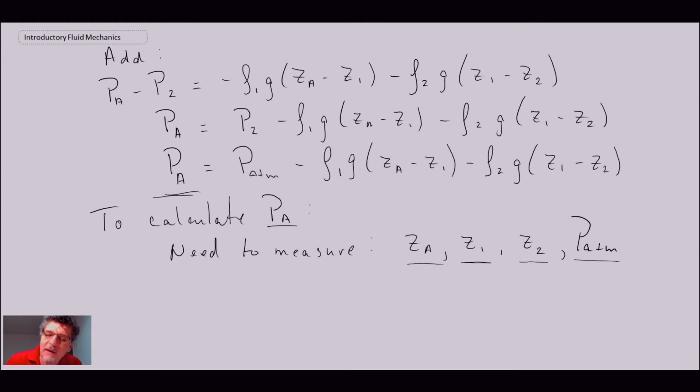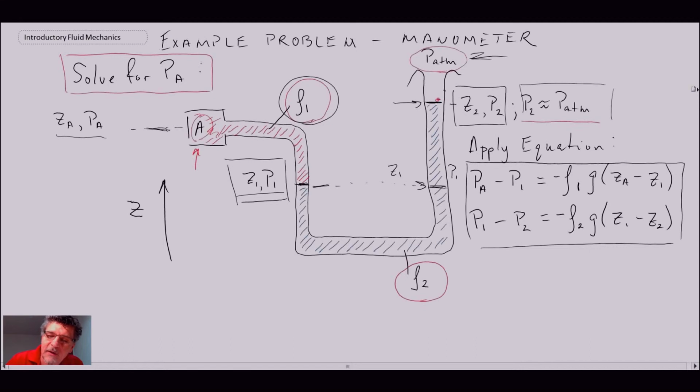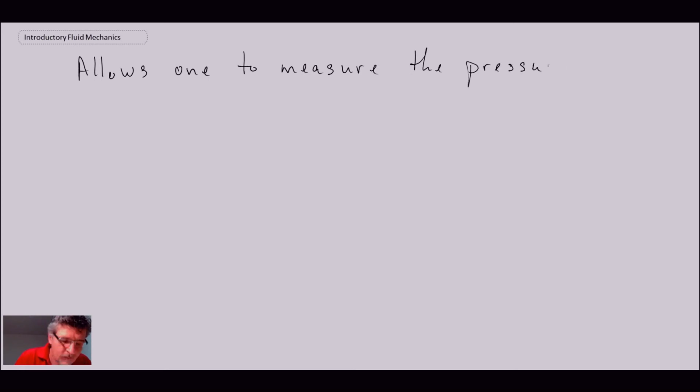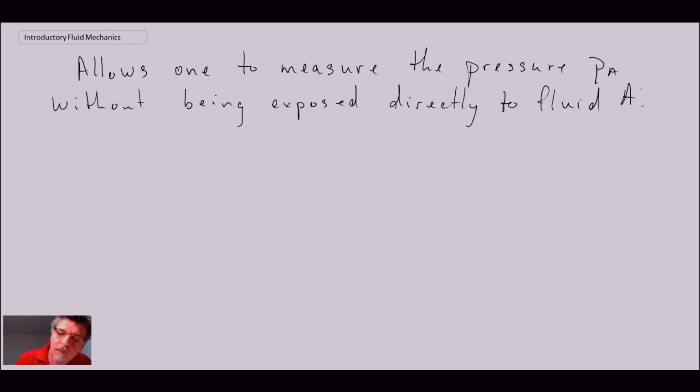And so what this example demonstrates is the ability to measure pressure at a location that is not necessarily exposed directly to the fluid within A. So you might have a case where you have a fluid that you don't want to measure or expose to atmospheric. You could have a case like this where you then measure that. So you have a two-fluid manometer. So it allows us to measure PA without being directly exposed to fluid A. And that would be one advantage of it.